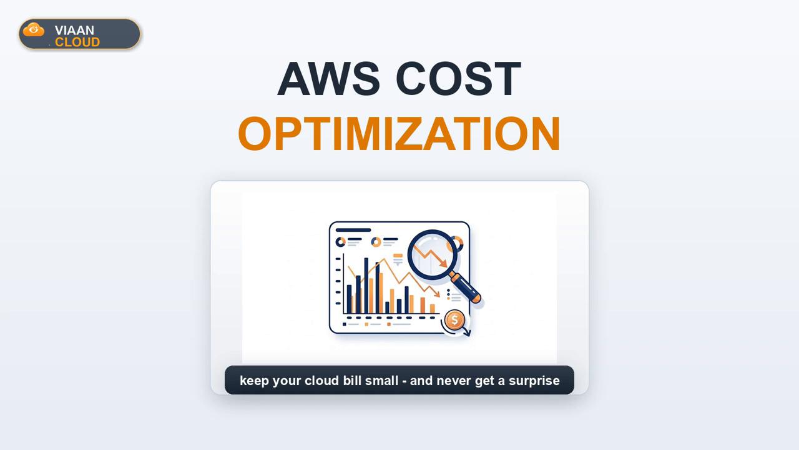So in this deep dive, we'll make cloud cost make sense, with pictures: the pricing models, the free tier, how to see your spend, budgets and alarms, right-sizing, reserved and spot, storage tiers, and the sneaky hidden costs. By the end, you'll know exactly how to keep your bill small and never be surprised again.